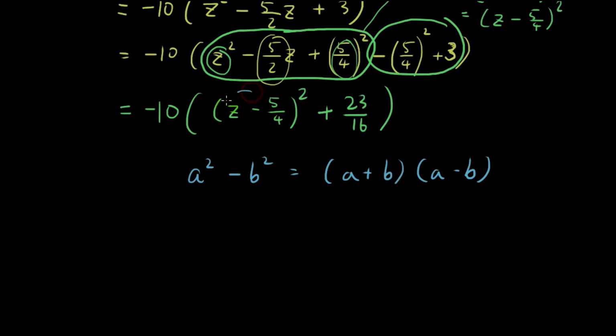We're basically going to make this a, so we have a squared at the front, and we're going to make this b squared. Okay, this is b squared. So b squared is 23 over 16, so b is the square root of 23 over 16.